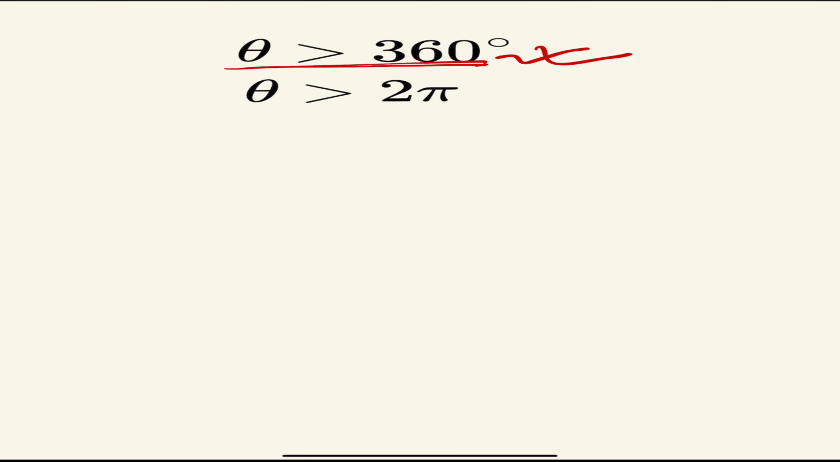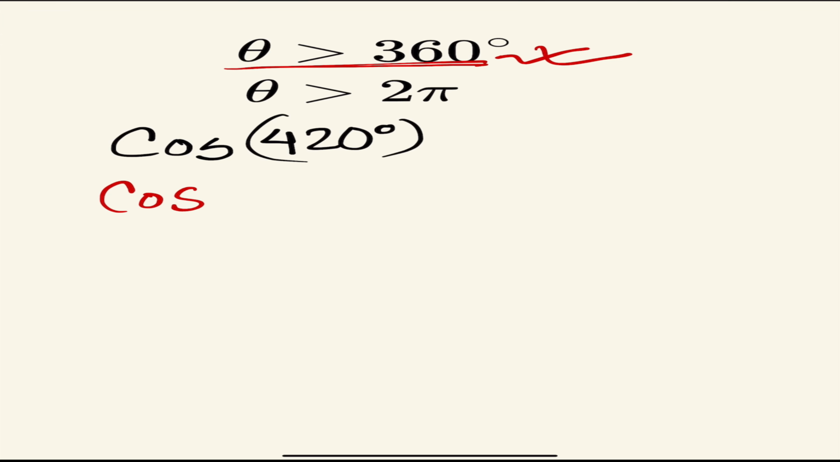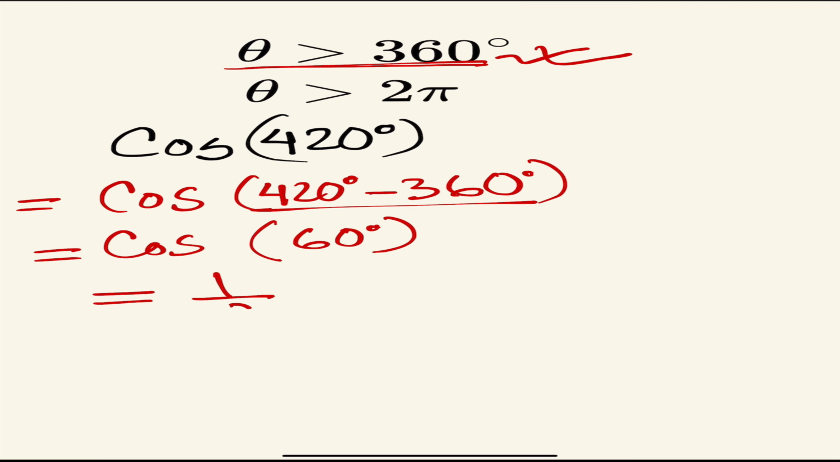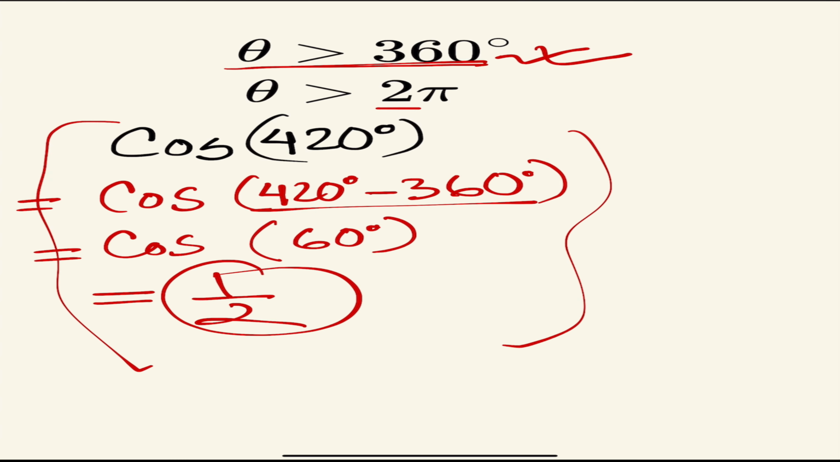So let's practice another one. Let's say we have cosine 420. Now they ask you to find this answer. So cosine 420, let's write it down: cosine 420 minus 360. Cosine 420 minus 360 is just 60 degree, right? What is cosine 60 degree? Cosine 60 degree is just half. So that's your answer. Okay, so I want you guys to change it to 2 pi and practice this one. That way you guys can have right answers.